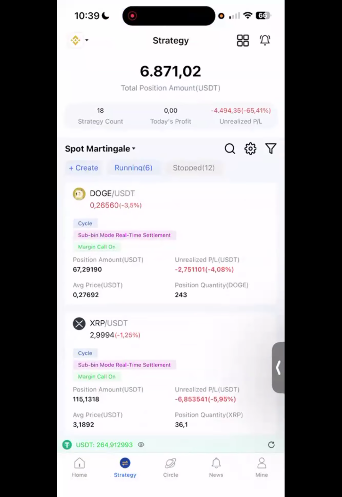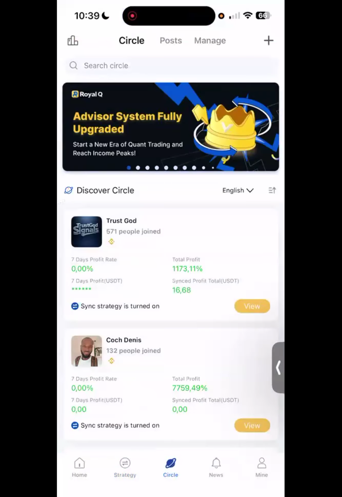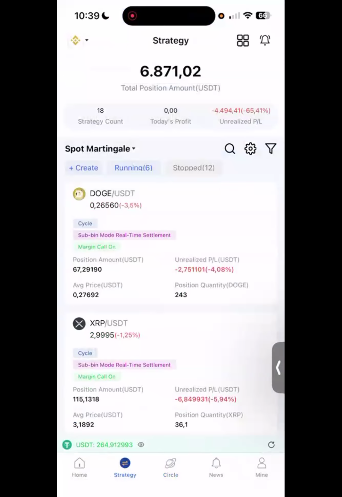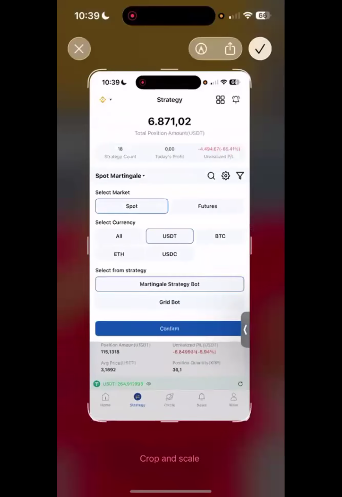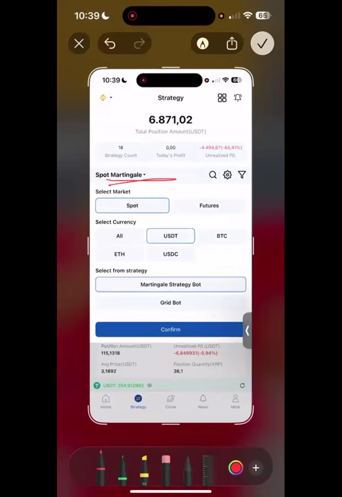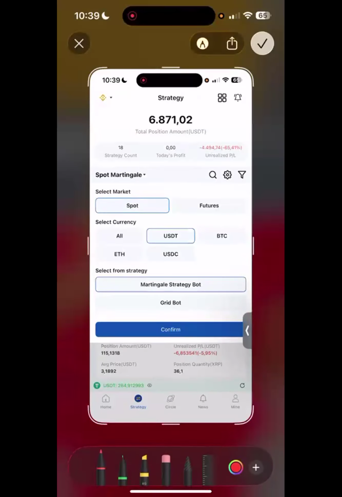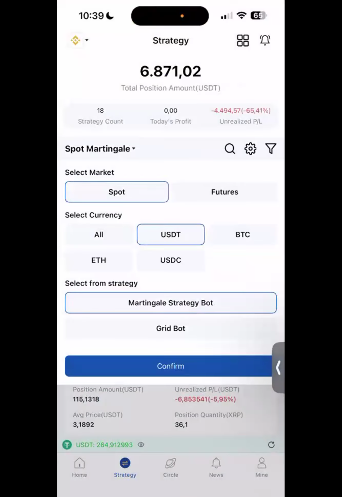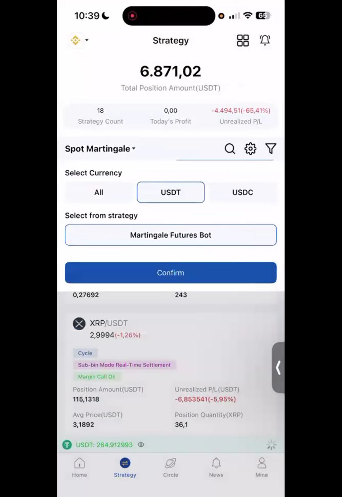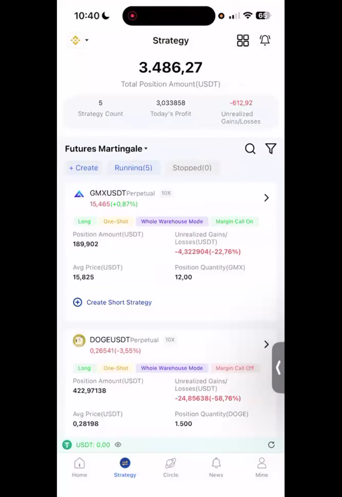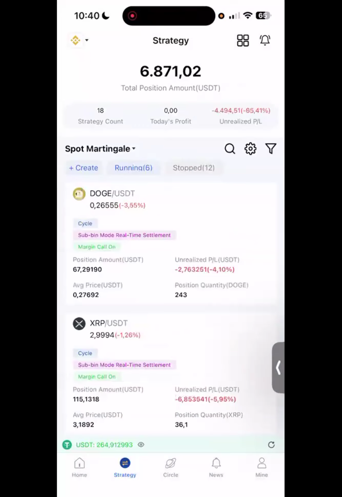So this is it. Now let us go to Circle. Oh, I didn't look at the futures. So when you tap on the arrow here, you would see futures. Then you tap on futures to switch to the futures trades, or you tap on the funnel. Then it sends you to select the futures. Then you'll be able to see it. Okay, so let's go back to the spot.